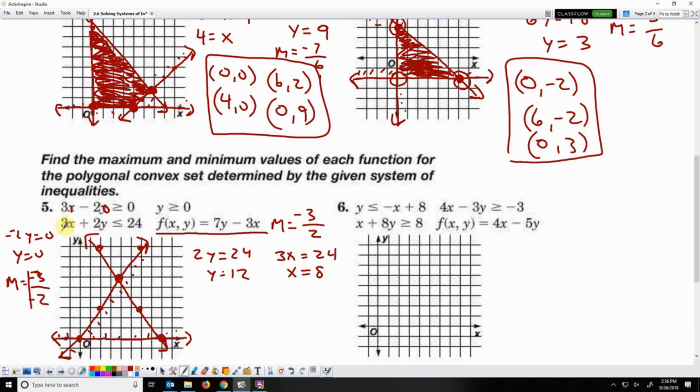Okay, and when I test the origin, I get 0 plus 0 is less than or equal to 24. That is true, so shade toward the origin, and it's inside this triangle that got shaded all 3 times. Okay, so I am going to evaluate this function for all 3 coordinates. So I'm going to make a table of x's and y's for the function, which is 7y minus 3x.